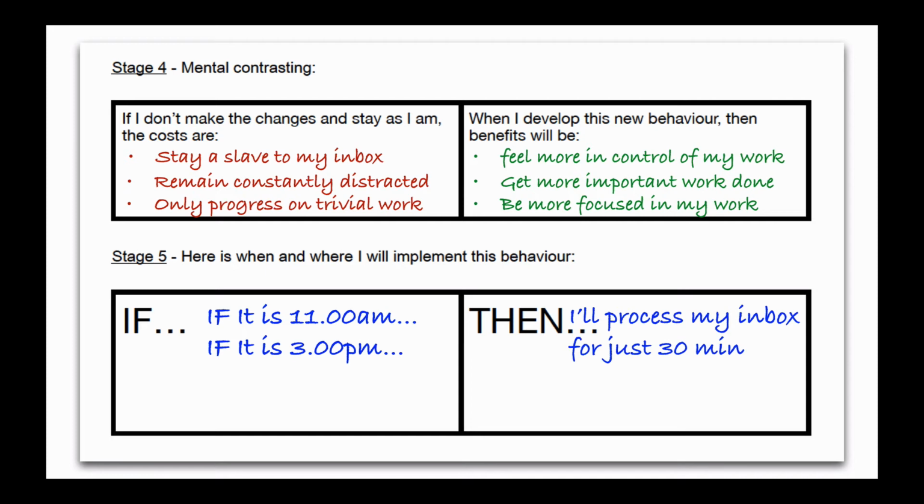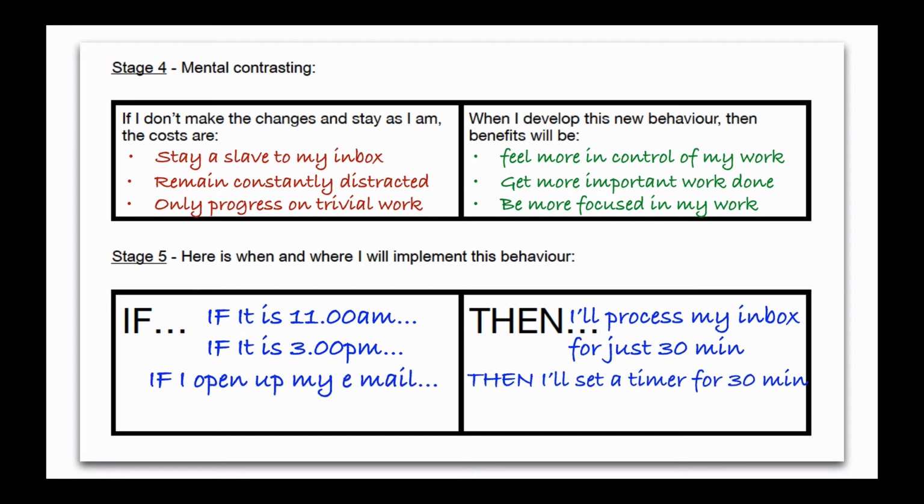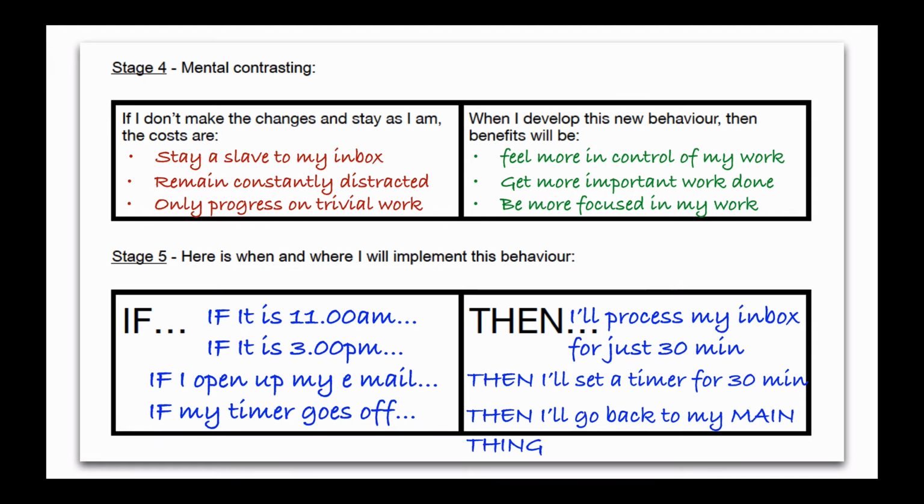One of the things you could do to make that even better is you might say, if I open up my email, then I'll set a timer for 30 minutes. So you're starting to use this process to set up the criteria such that that 30 minutes is adhered to. And then to strengthen this even more, if my timer goes off, then I'll go back to my main thing. Now, one of the things I'll caution you in here is trying to do too many if-thens, because you start to dilute the impact of it.